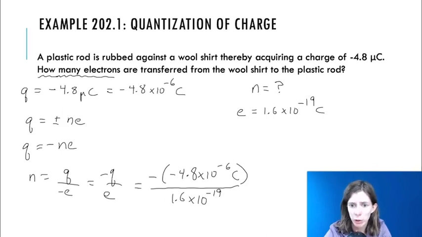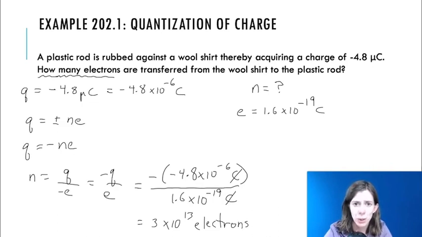Again, it's just the magnitude of the charge. E is always a positive number. You can see that the coulombs cancel out, and you're going to be left with just a number. When you plug this in the calculator, the negatives are going to cancel out, and you're going to get 3 times 10 to the 13 electrons. And this is a totally reasonable number. When things are charged with protons or electrons, it's usually not going to be one proton or one electron. It's going to be a huge number of electrons or protons that are charging up the object.